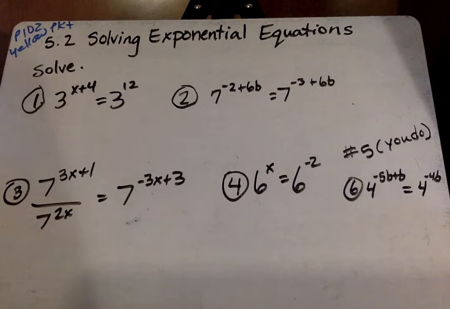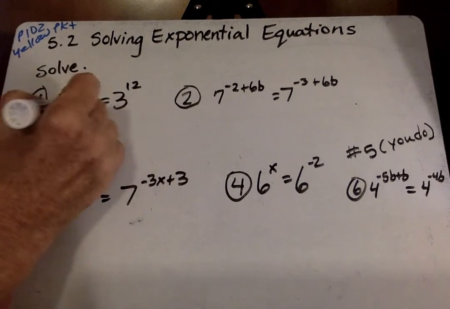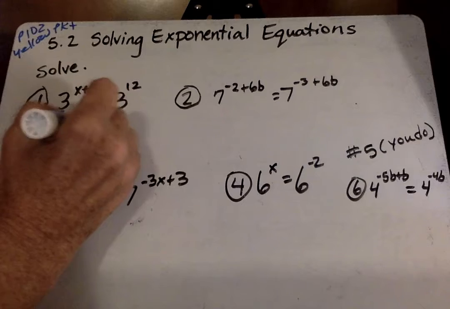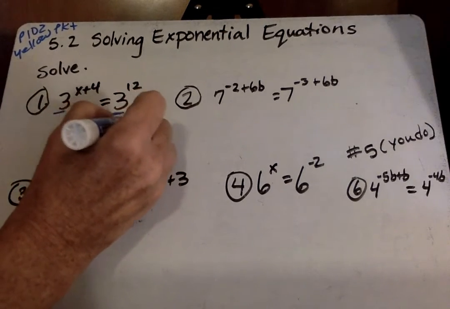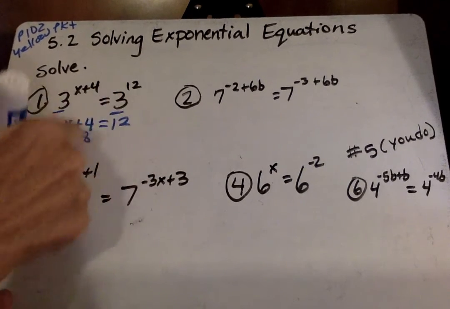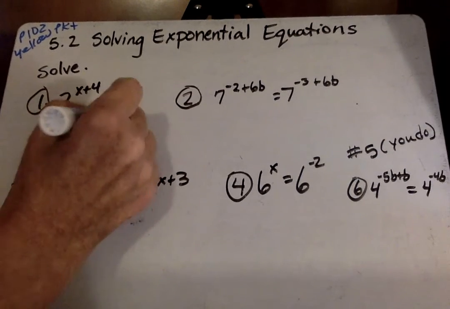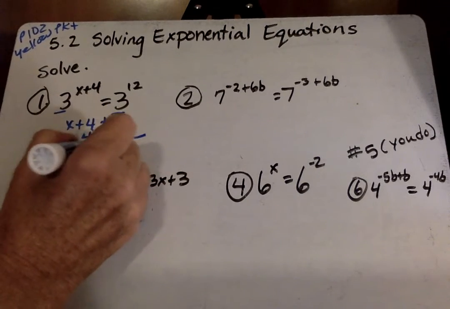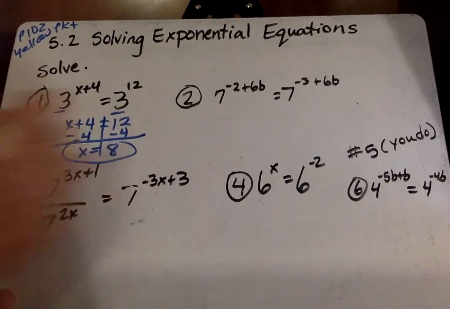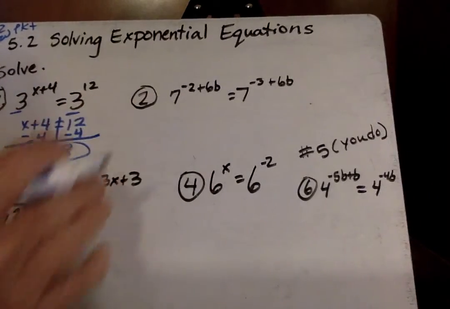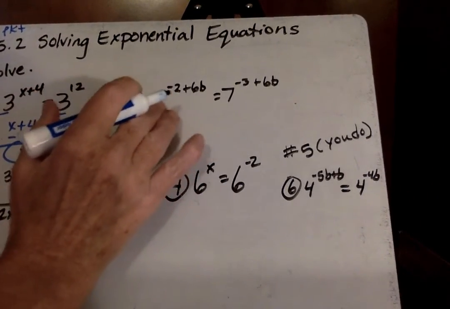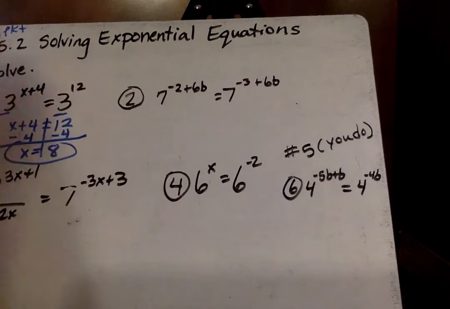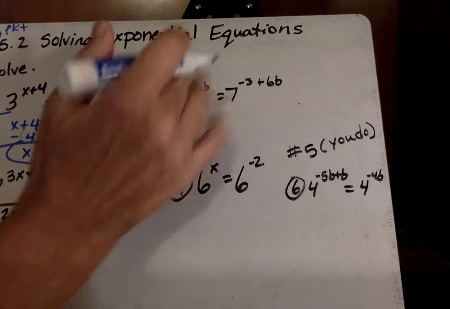Next, we're going to go on to number 1. I think you may have seen that in the answer key that I had up. If you have the bases the same, we can say x plus 4 equals 12. And then we subtract 4 from each side, and then we know that x equals 8. Okay. Next, we're going to go on to number 2. 7 is the base, and then you have these exponents. So if they're the same base, we know the exponents have to be equal.